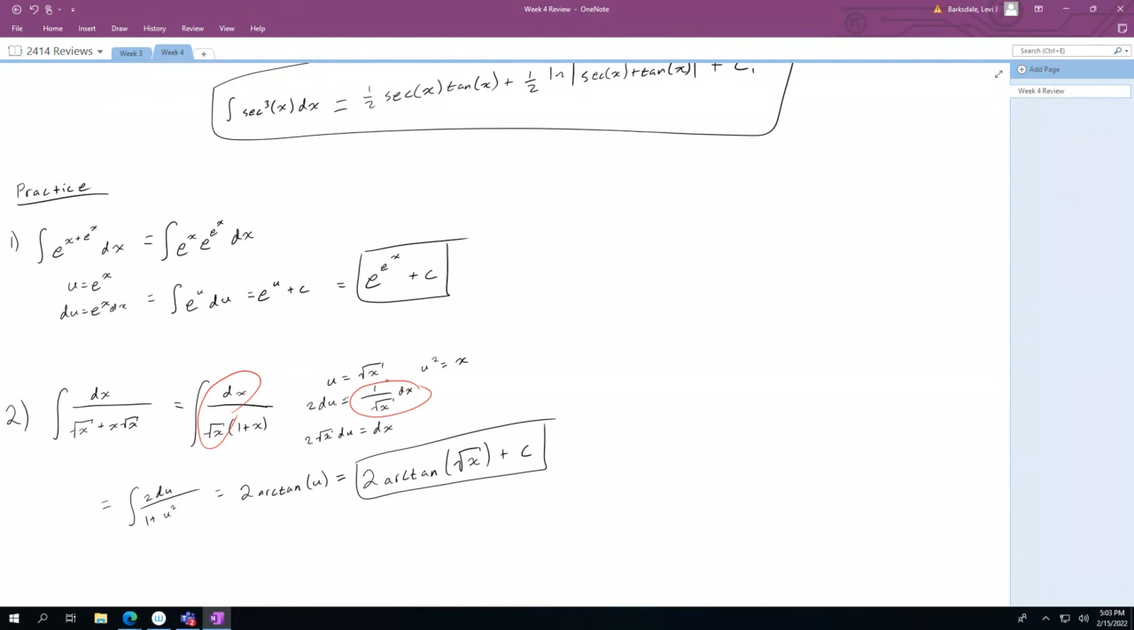That one's a little hard to see. I'll say that. It took me a minute when I was doing it, so don't feel bad if you didn't see it at first.